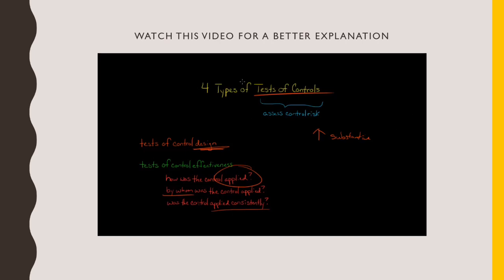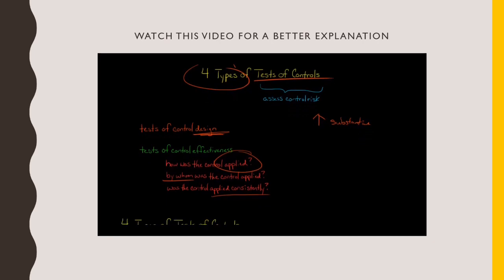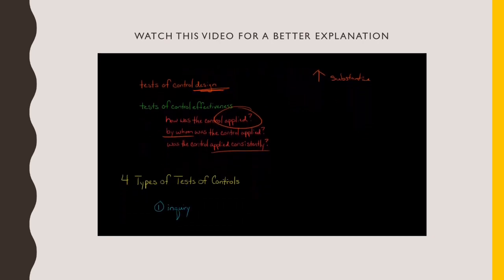So let's jump to the 4 types of tests of controls. So we can have inquiry. Inquiry is the least effective in terms of evidence of tests of controls. You basically go and you ask questions. So you can ask the warehouse manager about the policy for releasing inventory from the warehouse.